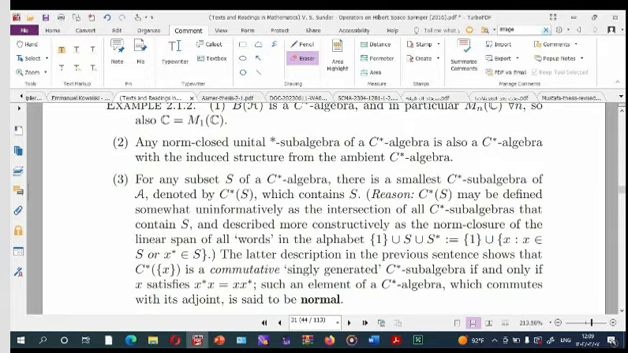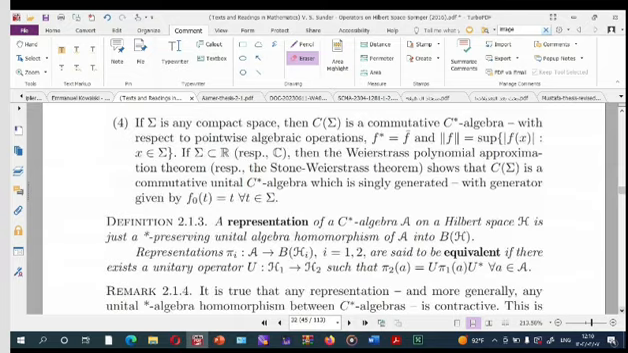Such an element of a C-star algebra which commutes with its adjoint is said to be normal. This x is called normal. If sigma is any compact space, then C of sigma, the set of all continuous functions from sigma to the complex numbers, is a commutative C-star algebra with respect to pointwise algebraic operations, with f star equal to the adjoint of f, and the supremum norm. It is a well-known example of a C-star algebra.